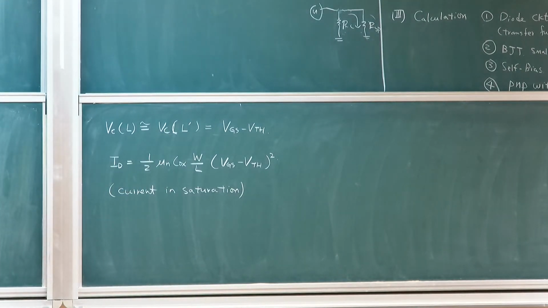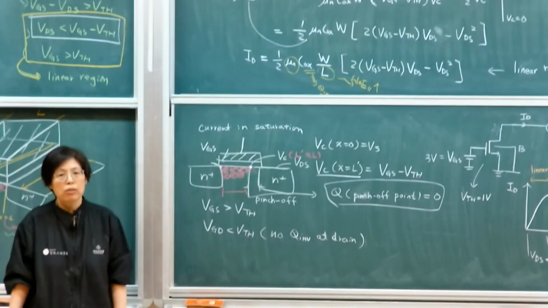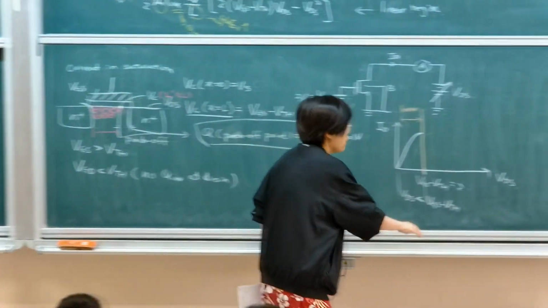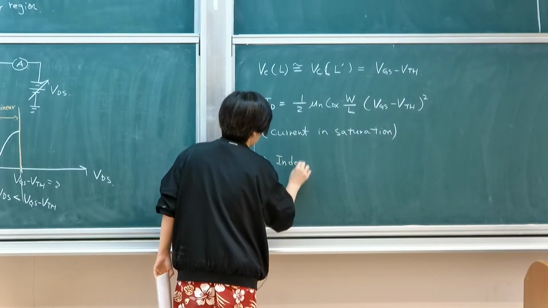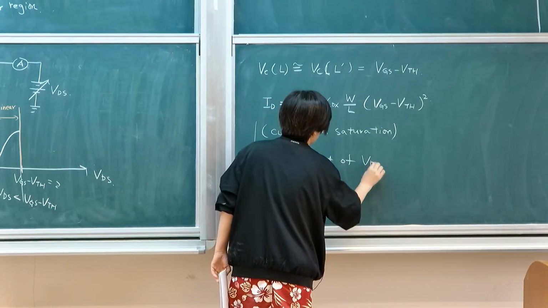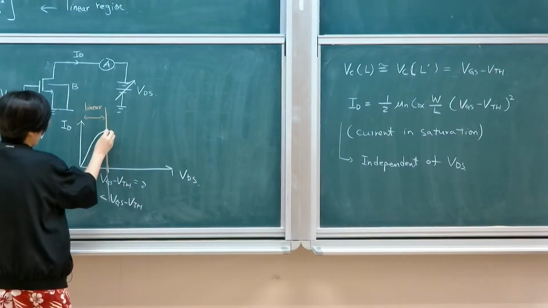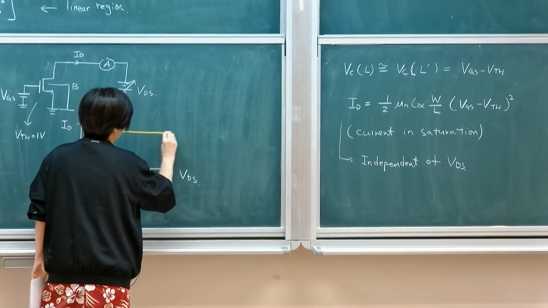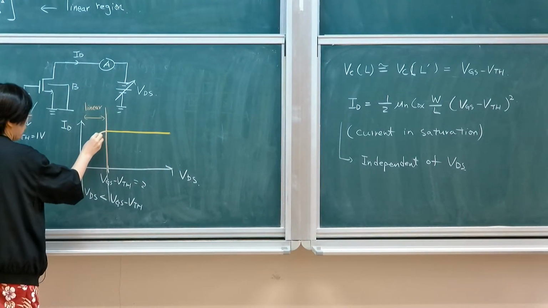So if you look at the equation and try to do this plot, you will find that your current actually starts to reach a saturated level, and it becomes independent, to first order of course, of VDS. So the first order behavior we observe is that when operating in saturation, it will continue on this path, and then it will become a flat line.